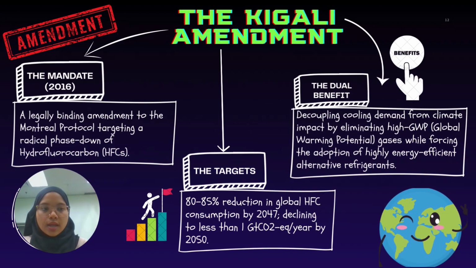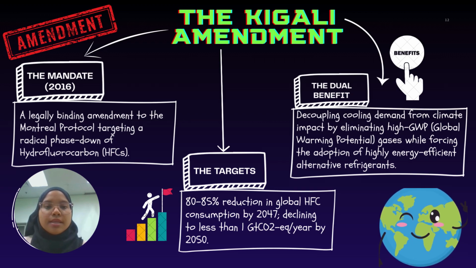Okay, so let's talk about the Kigali Amendment. Basically, back in 2016, the world came together to update the Montreal Protocol. For a long time, the industry was using chemicals called HFC to keep our fridges and air conditioners cool. Now, the good news was that HFC didn't damage the ozone layer, but the bad news, they turned out to be superpower greenhouse gases. Some are thousands of times more potent than carbon dioxide when it comes to trapping heat. The Kigali Amendment is our global game plan to fix this.